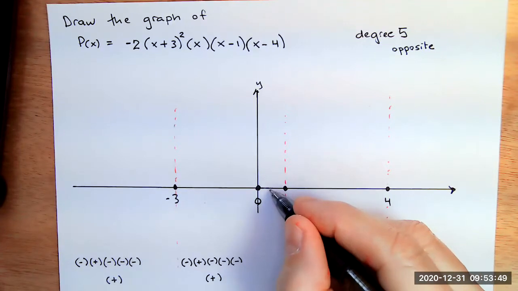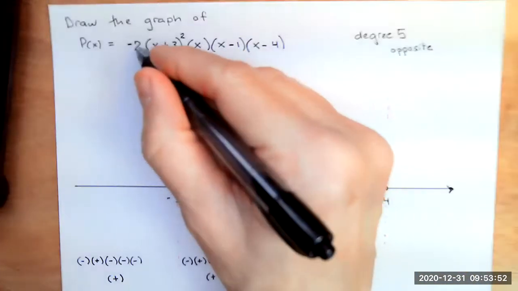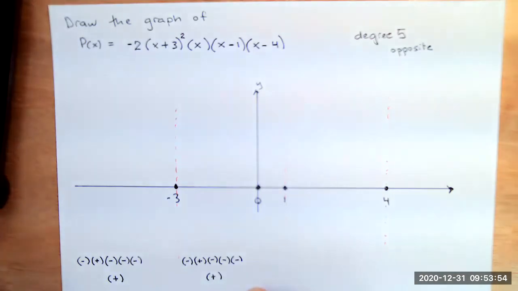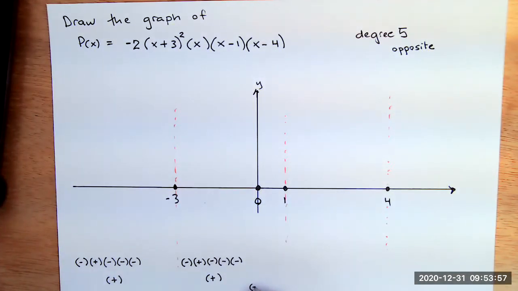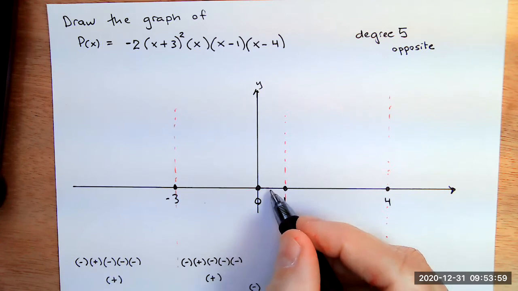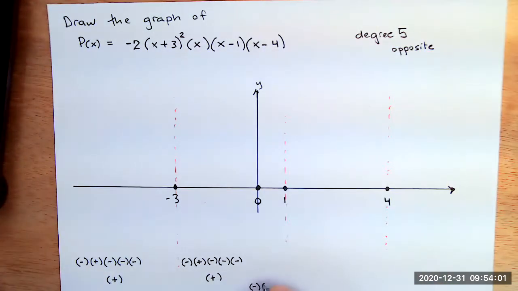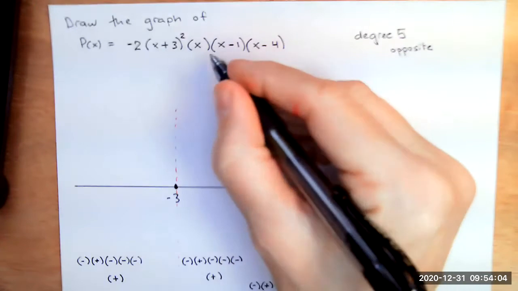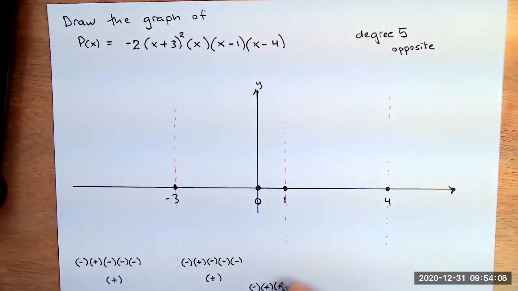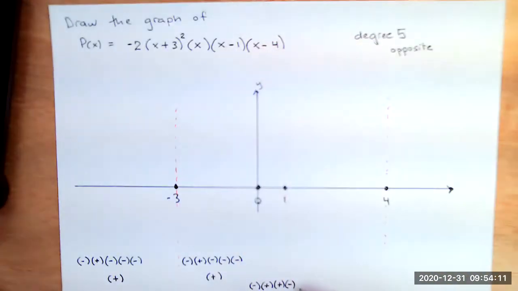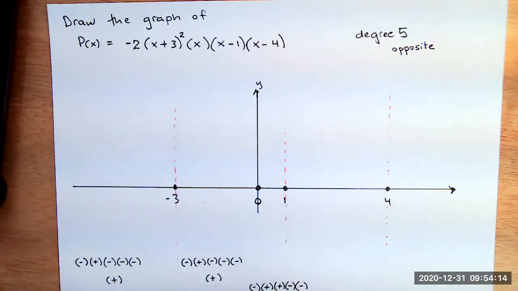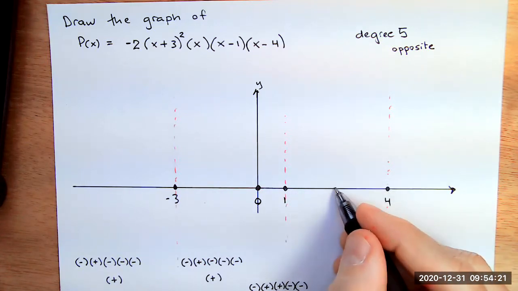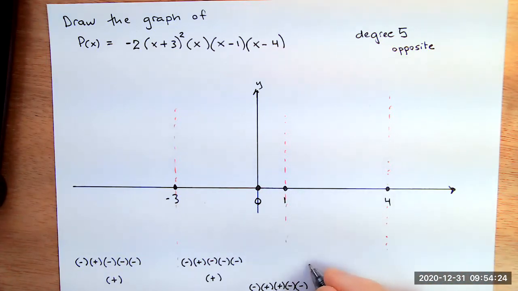Between 0 and 1, we could put in 1/2. So I'm not going to forget my -2. I'll put that down here. 1/2 plus 3 squared is positive. 1/2 is positive. 1/2 minus 1 is negative. 1/2 minus 4 is negative. So the whole thing is going to be negative in this region.